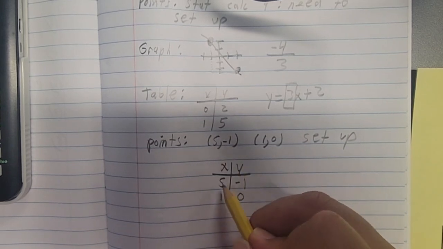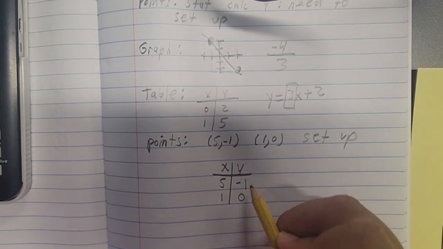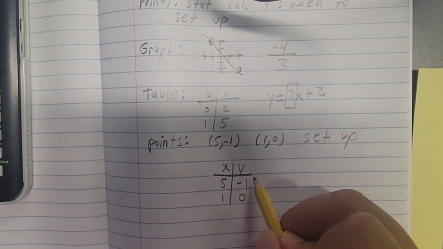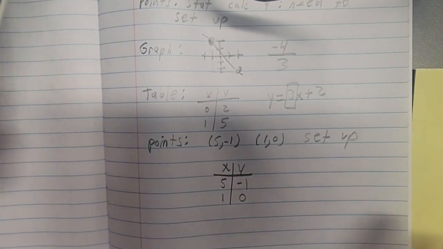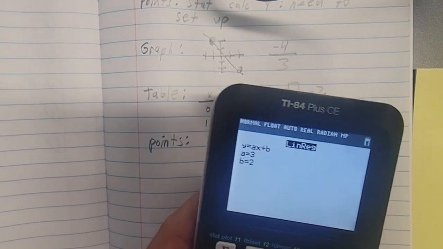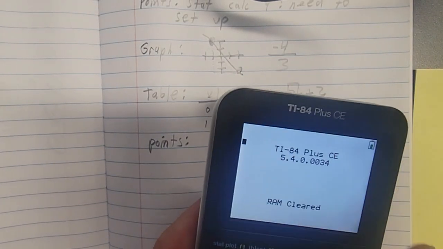So notice how I'm not going 5, -1, +1, 0. Everyone always goes down, and you should be going across. These should be grouped together, and now we can use stat again. So let me reset my calculator. Always reset it after a problem, guys.